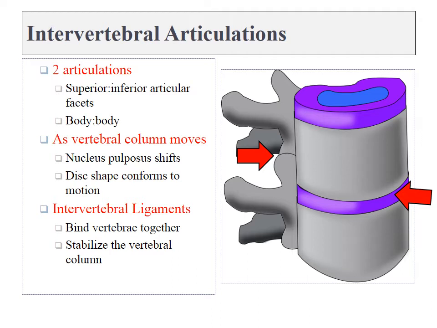There's also a significant number of intervertebral ligaments that anchor one part of each vertebra to another. These ligaments contain a high amount of elastic tissue, which means as we bend, the elasticity of these ligaments tends to bring us back into an upright position.